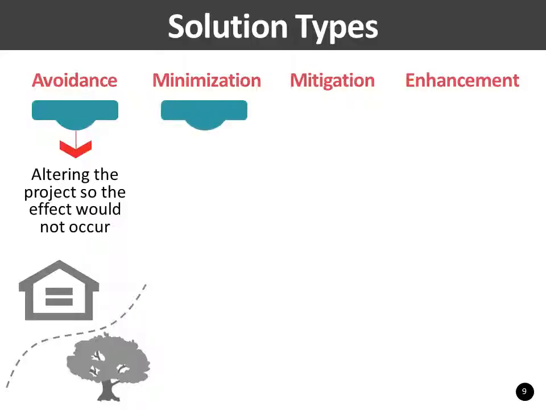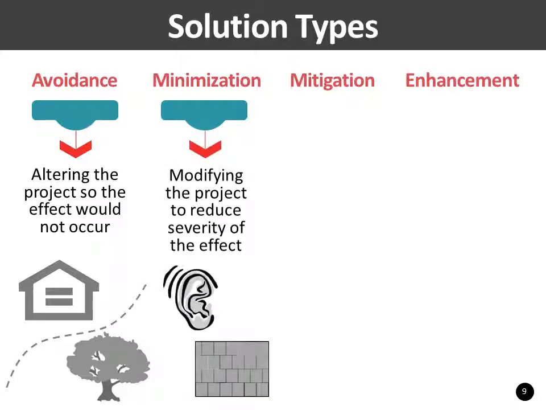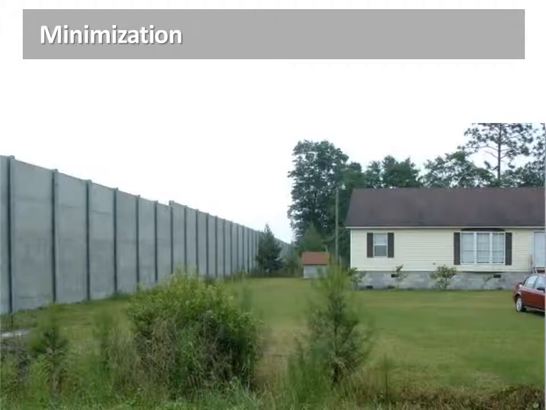If it is determined that no acceptable avoidance alternative exists, the next solution type to explore is minimization. Minimization is defined as modifying the project to reduce the severity of the effect. A noise wall is an example of minimization. The wall in this photo is intended to minimize noise from the adjacent road to a level that would not be harmful to nearby residents.